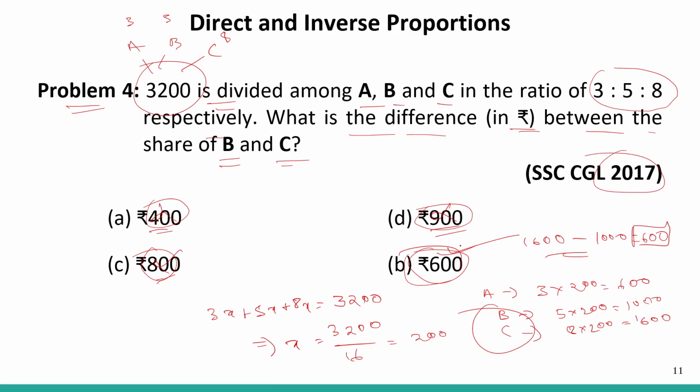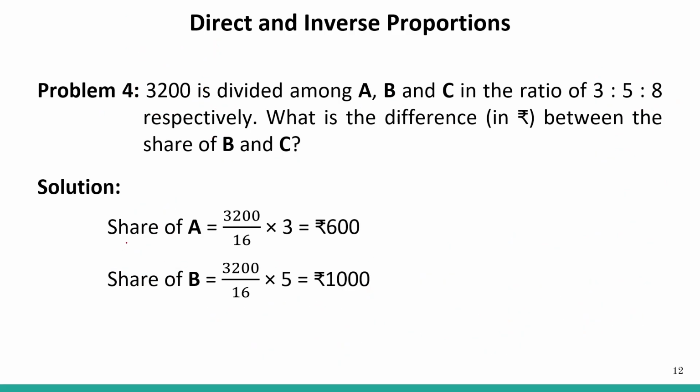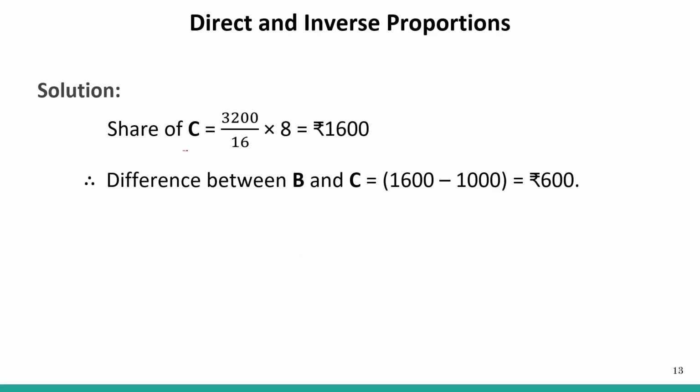So let's see a step-by-step solution of the following so that we can get a better grip on it. So share of A is what? 3200 by 16 into 3, right? It will be 600 rupees. So share of B will be 3200 by 16 into 5. That will be 1000 rupees. So share of C is equal to 3200 by 16 into 8. So it will be nothing but 1600.